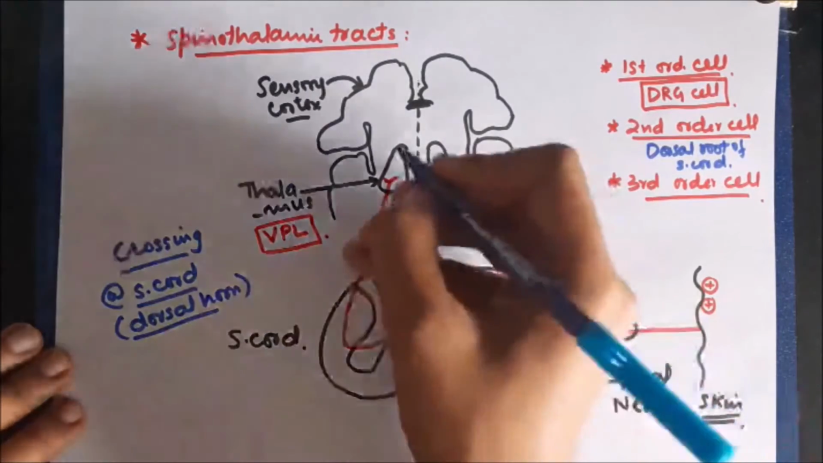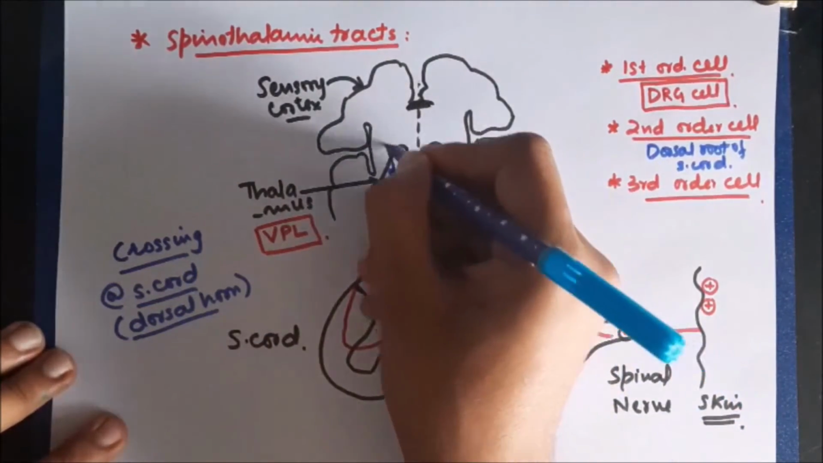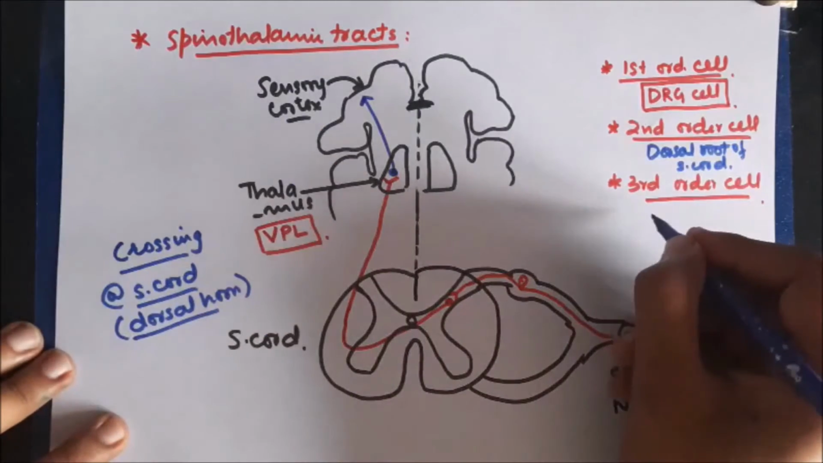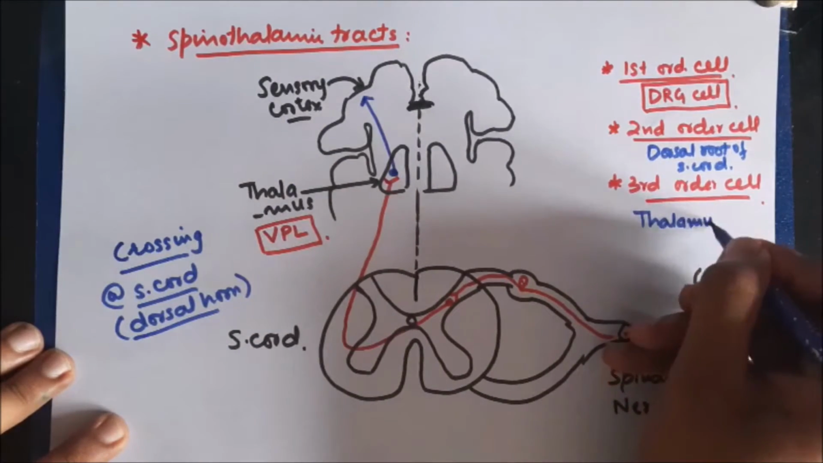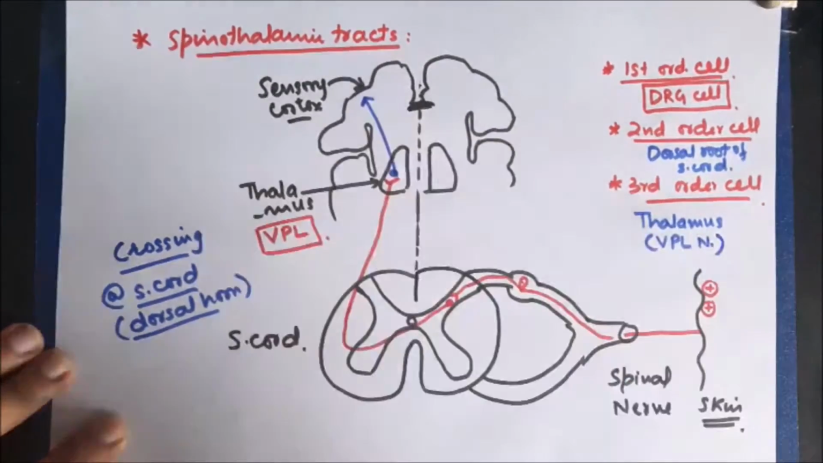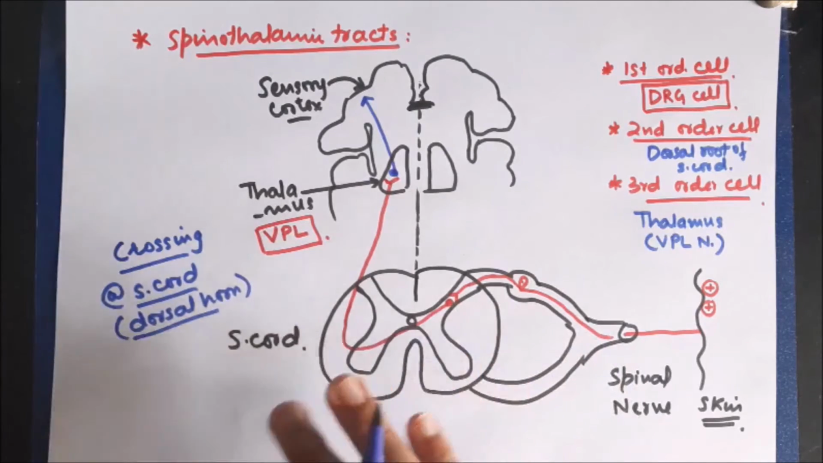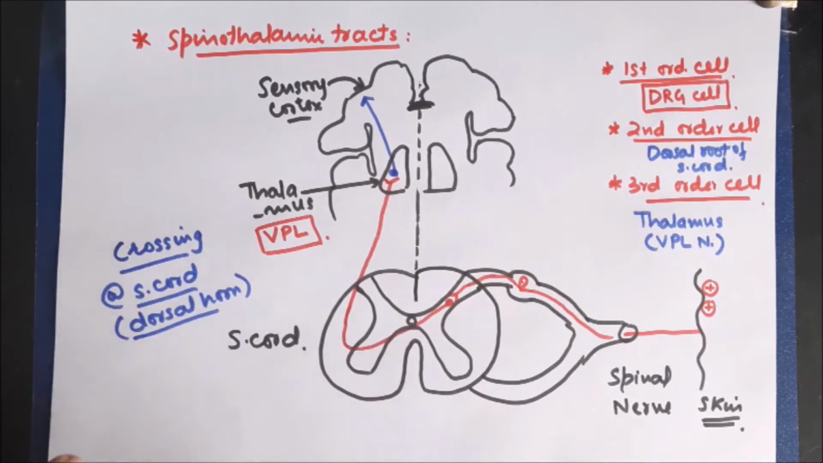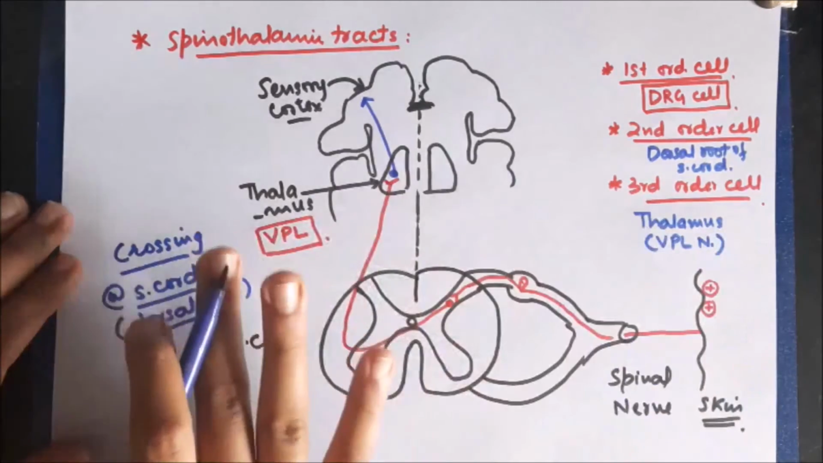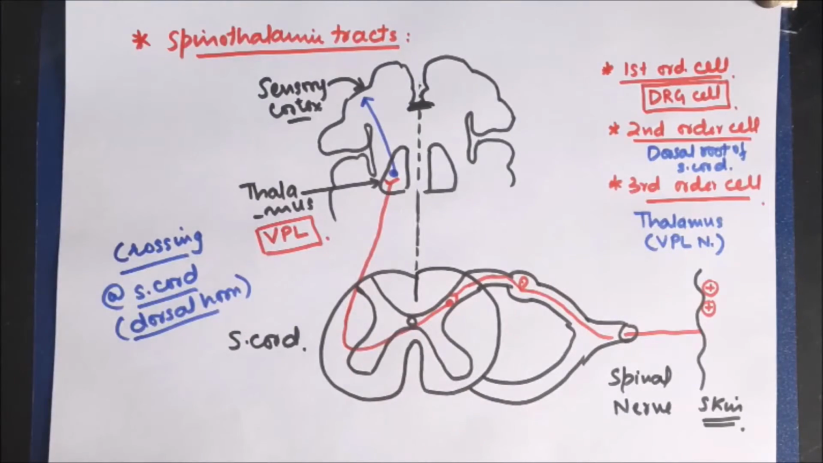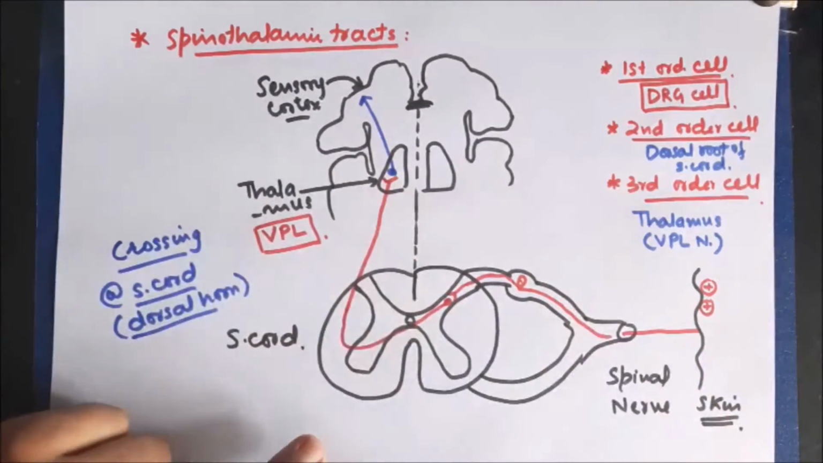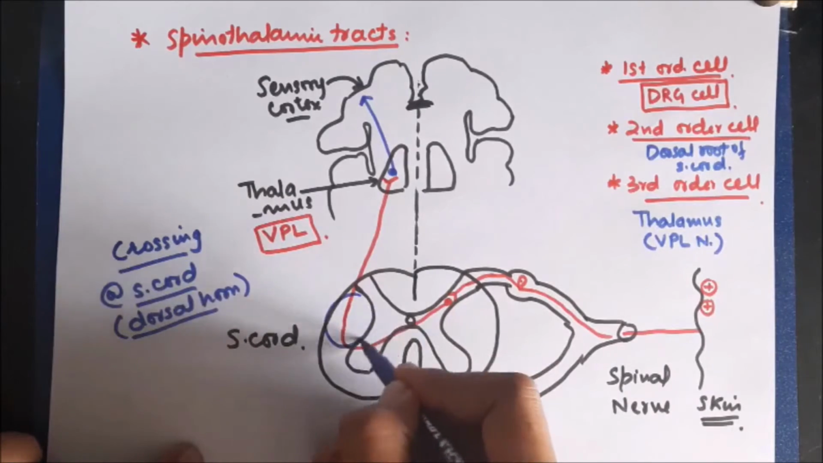It goes to the thalamus, to the ventro-posterior-lateral nucleus of the thalamus, from which third order neurons arise. So third order neurons arise from the ventro-posterior-lateral nucleus of the thalamus, and they go to the sensory cortex. So this simple diagram shows the pathway of the spinothalamic tracts, and this is how the sensations of pain, temperature, and others like crude touch and pressure are carried.